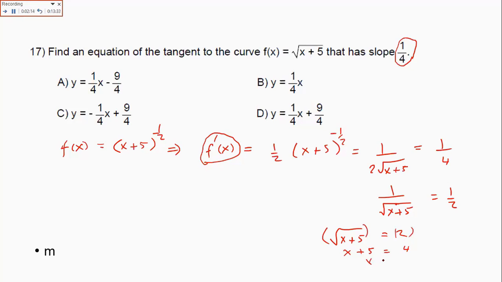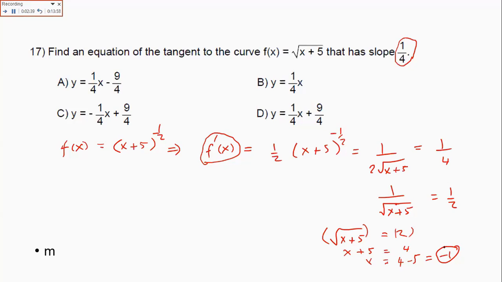And now x will be equal to 4 minus 5, equal to what? Minus 1, right? x is equal to minus 1, correct? Yes. Okay.